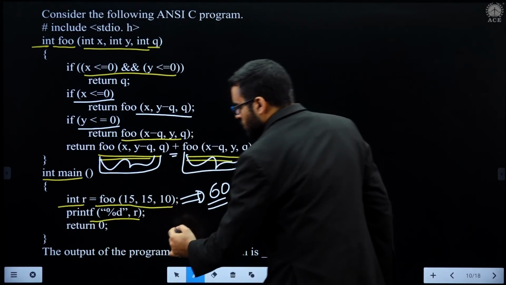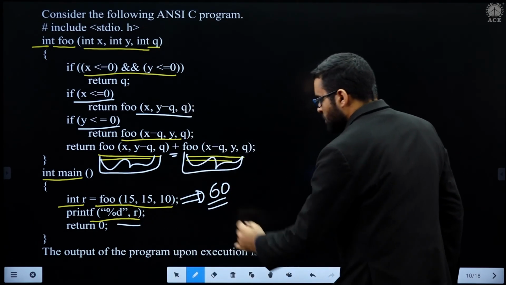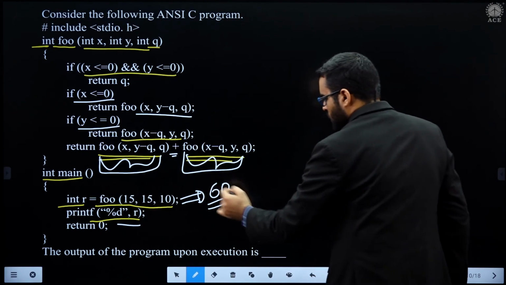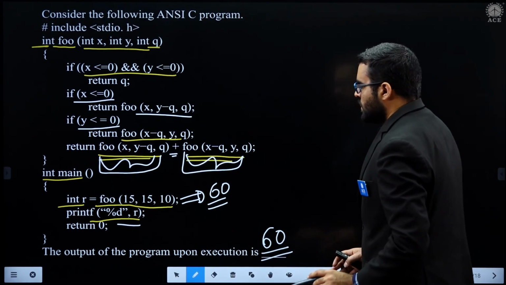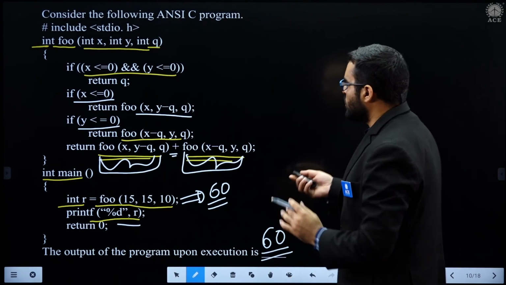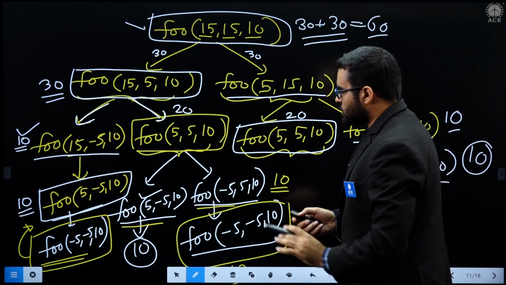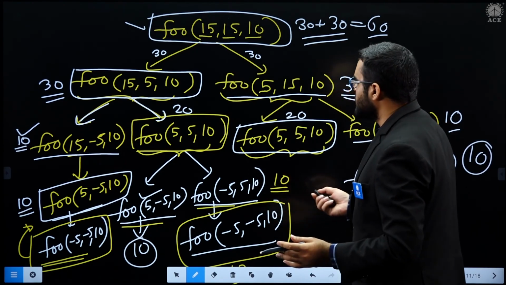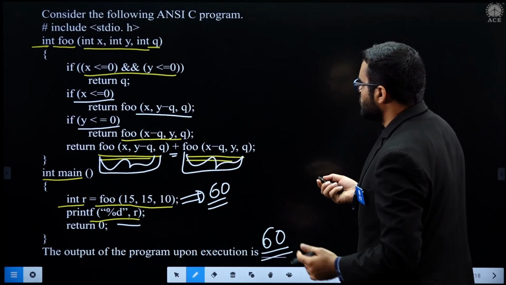Now we are going to print this variable r. So the output of the program, when we print the value of r, will be 60. So the answer will be 60. This is a very simple question, don't worry about it. This looks like a complicated tree structure, but it is very easy, because at every step we are basically just executing this program.